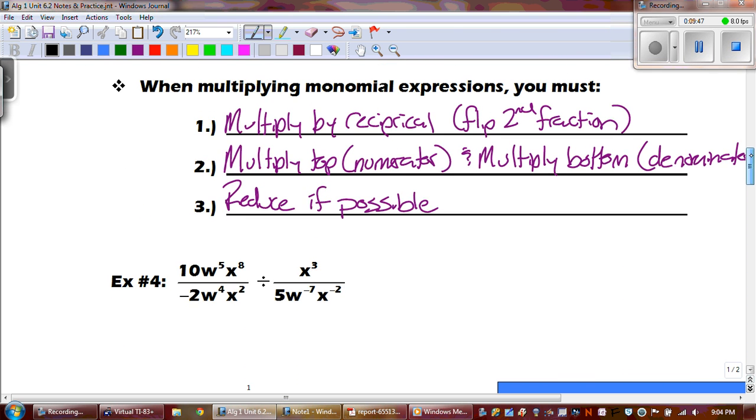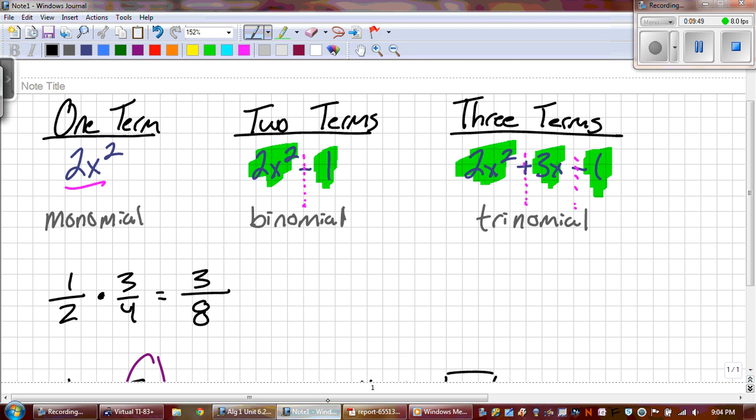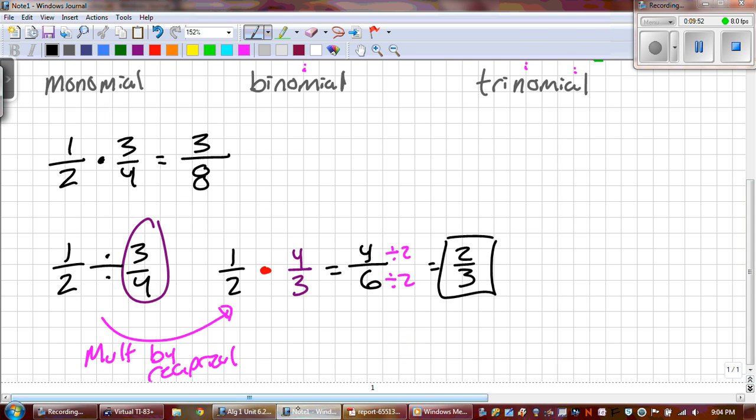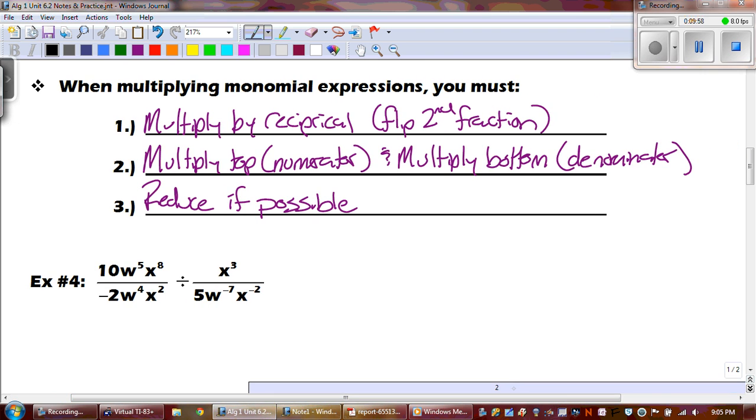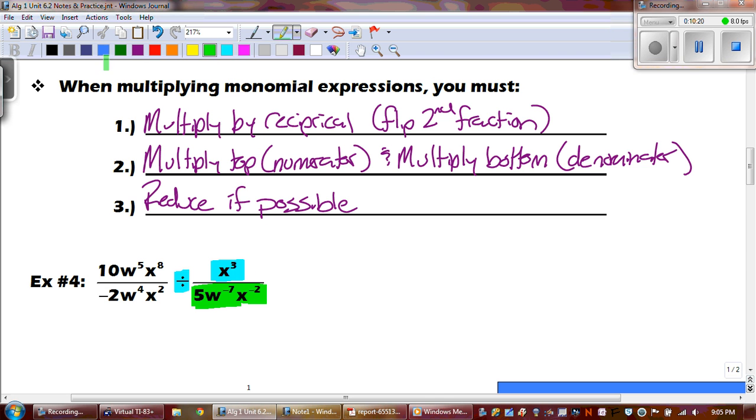Now, on the bottom, just like we were doing over here when we had to multiply by the reciprocal, we had to flip the fraction. We're going to do the same thing here. Okay, you multiply by the reciprocal, which means we flip the second fraction. And then we multiply the top, multiply the bottom, and reduce if necessary. Okay? So let's go ahead and do that. You always got to make sure that there is division. Okay? And to keep track of everything, I'm just going to highlight it. I know that I'm going to need to flip.